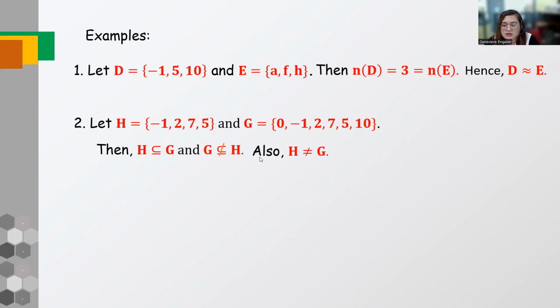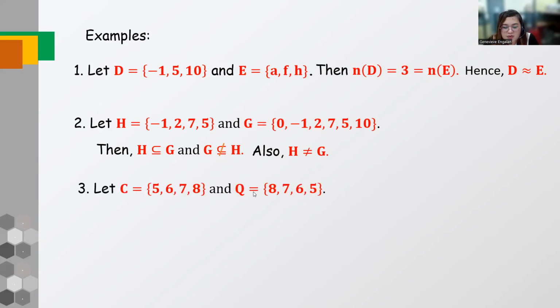Okay, so also, dili sila equal. Kay dili man nila subset ang each other. So, kung subset pa na si G ni H, equal unta sila. Pero, kay dili man subset si G ni H, so they are also not equal.